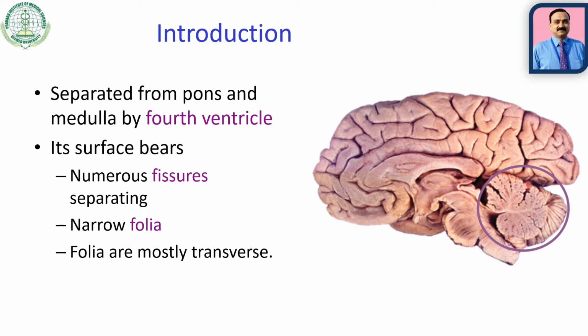these are the fissures, and between these fissures there are elevated portions which are called as folia. These folia are narrow and mostly folia are placed transversely. So you can see here these are the folia which are placed transversely.